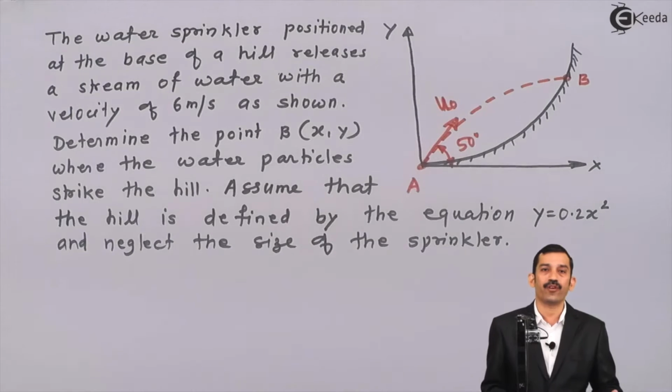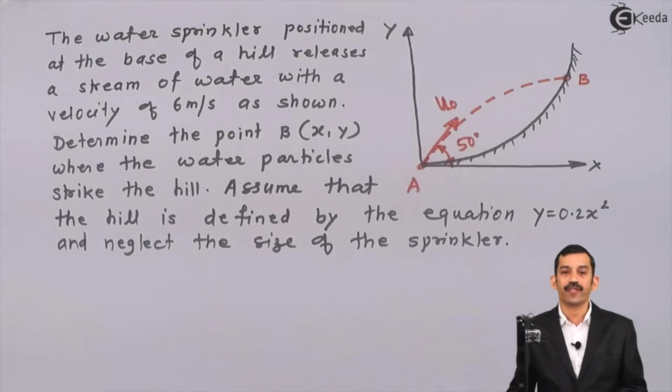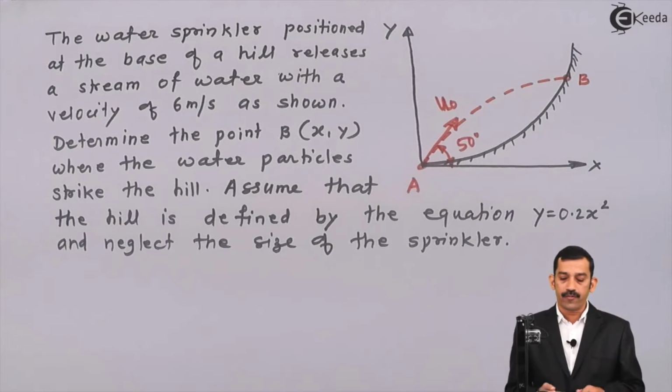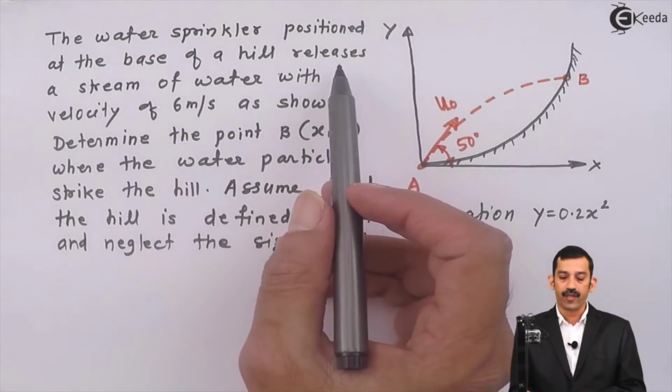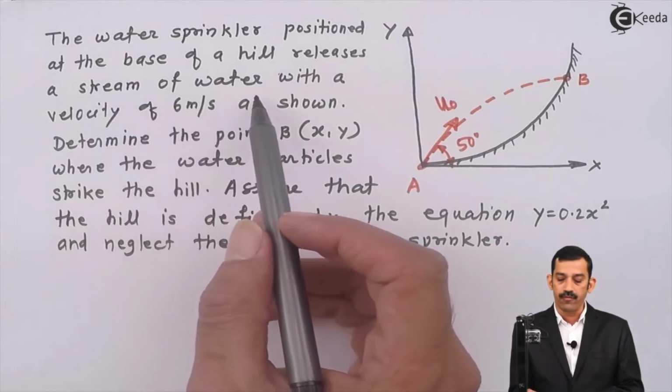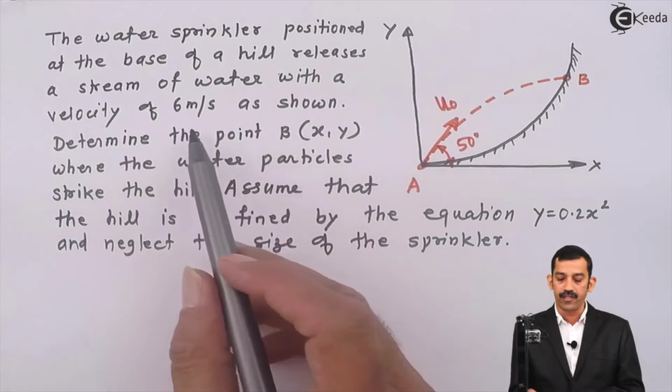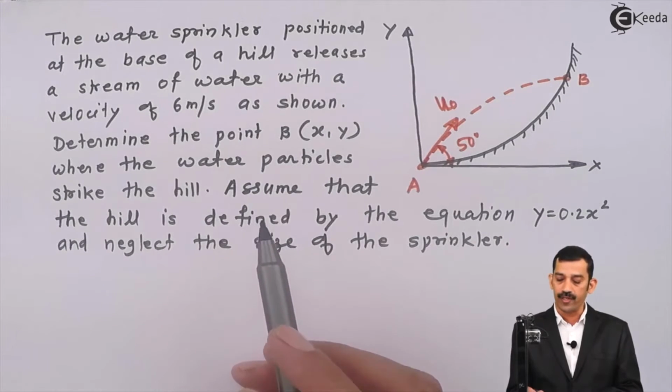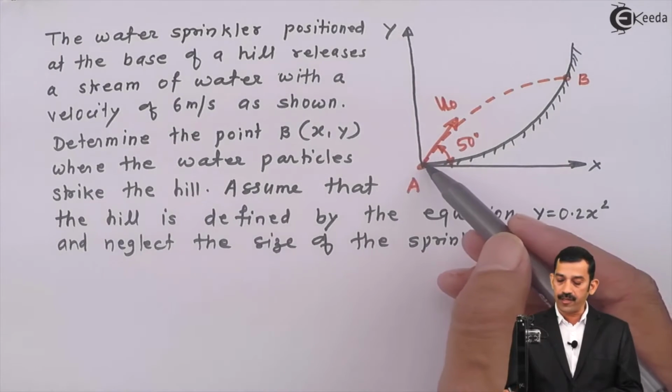Hi friends, we'll solve a problem on projectile motion. Just see what is given in the problem. The water sprinkler positioned at the base of a hill releases a stream of water with a velocity of 6 meters per second as shown. This is the base of the hill.